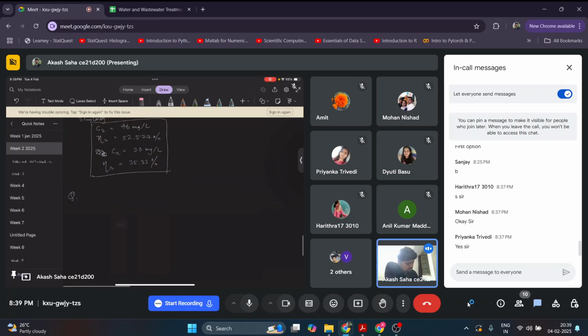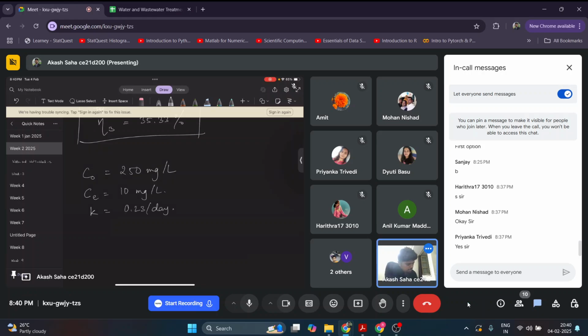So it is given that C naught is 250 milligram per liter, and CE is 10 milligram per liter, and K value is given as 0.23 per day, and time is given as 10 hours.